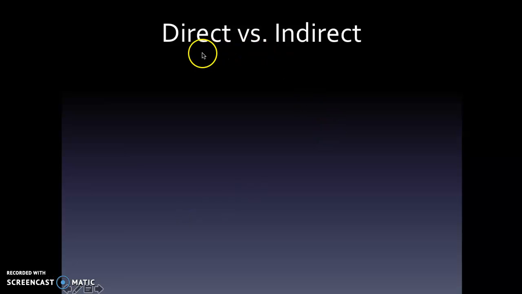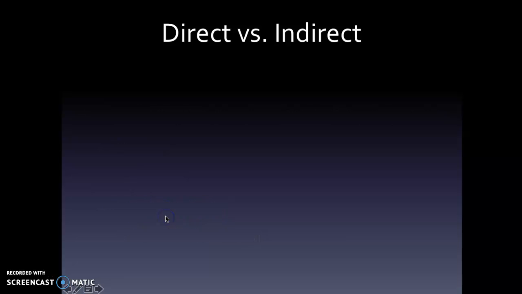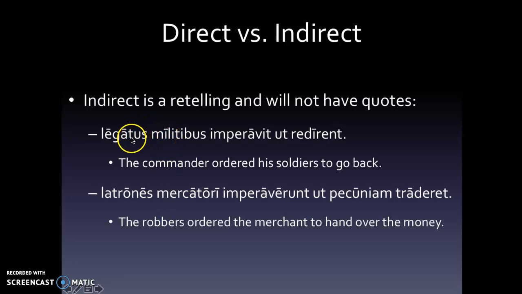Quick review on the difference between direct and indirect. A direct is a quote. It's telling you exactly what someone said. It will usually have quotation marks. So, "Redita," go back. Or "Pecuniam trada," hand over the money. An indirect is a retelling. So, for example, the commander ordered his soldiers to go back. Or the robbers ordered the merchant to hand over the money.